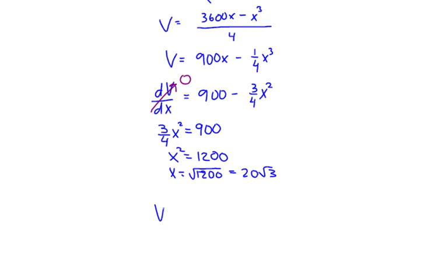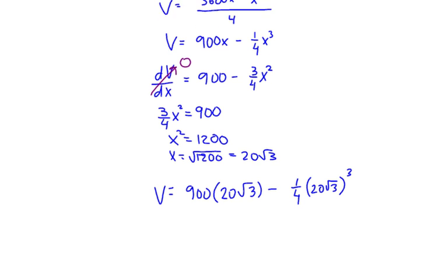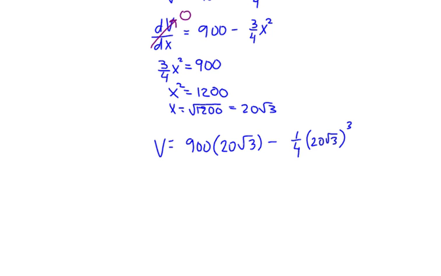So our volume would then be 900 times 20√3 minus 1/4 of 20√3 cubed. We have to simplify this. Well, it doesn't say it's an exact value. Okay, let's just plug that in. I will tell you if I want an exact value. If I want an exact value, then we need to keep our roots. Let's do to the nearest tenth.